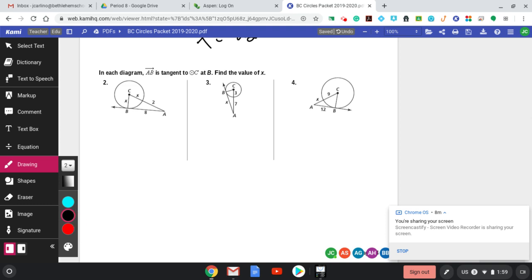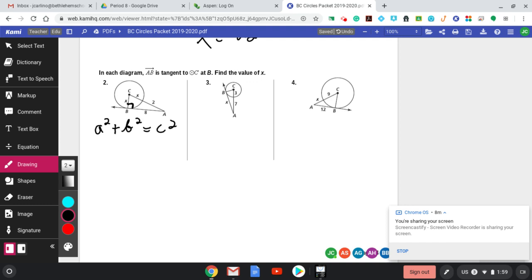Find the value of x. So you'll see I have tangent AB. Radius CB is drawn to B, which is the point of tangency. So you guys should be making a right angle symbol there. It's perpendicular. And now it looks like I have a right triangle. And usually when I have a right triangle and I'm doing stuff with all three sides, that tells me it's Pythagorean theorem time.